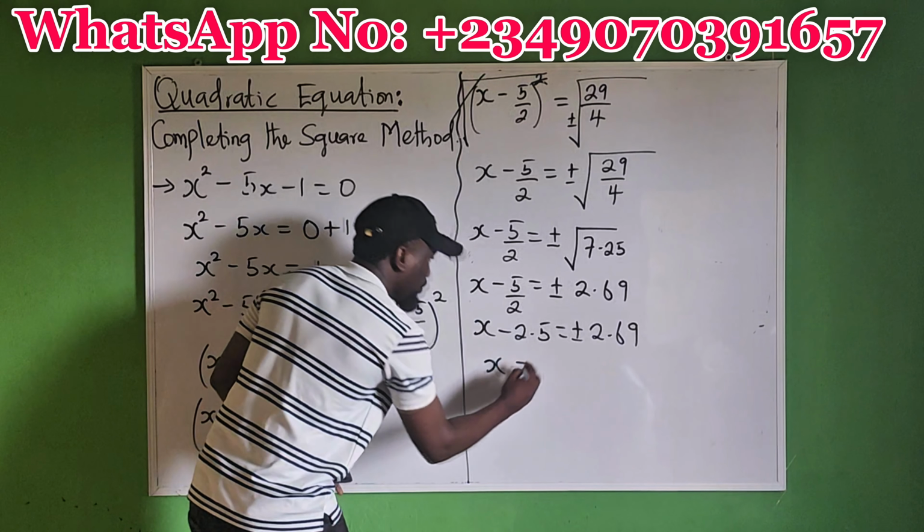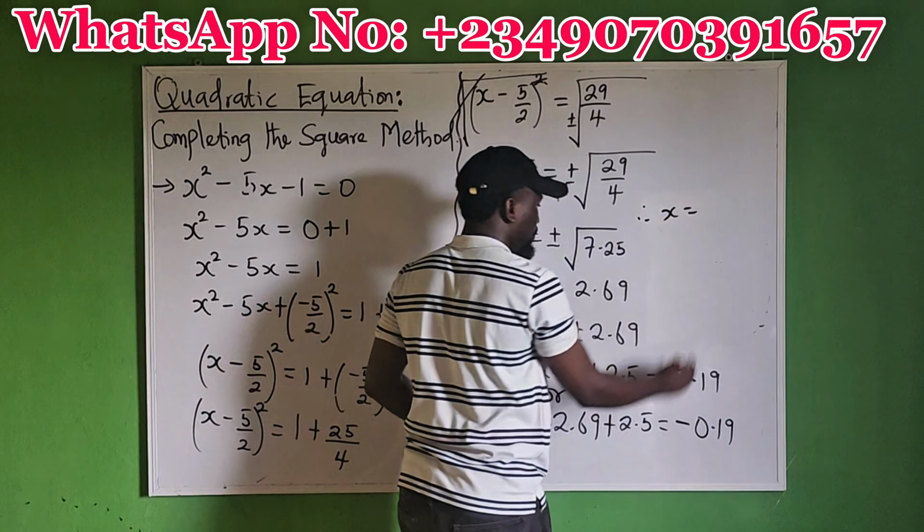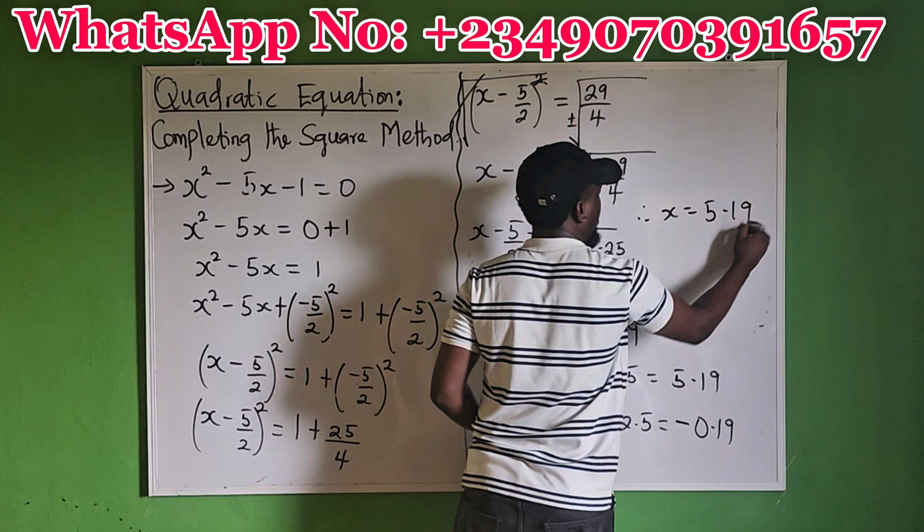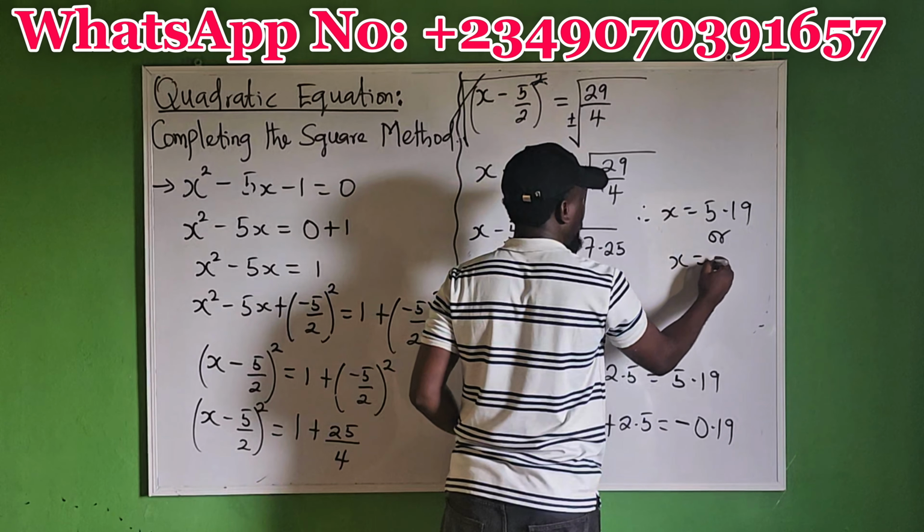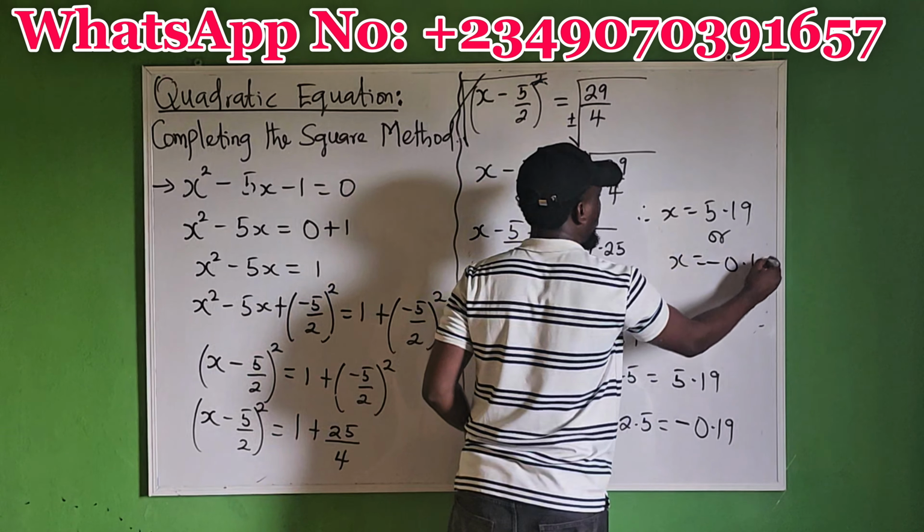So here's 5.19, and here's negative 0.19. Therefore, x is equal to what? x is equal to 5.19, or x is equal to minus 0.19. So that is the answer, because this can't be done using the factorization method. I believe you get it now.